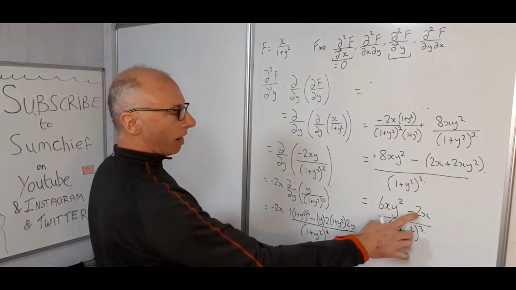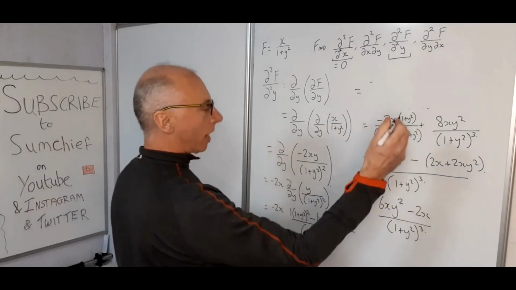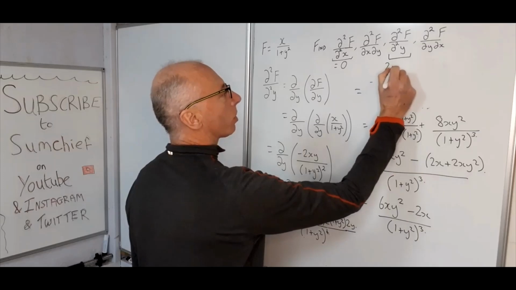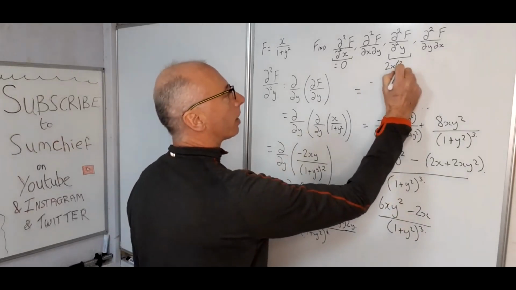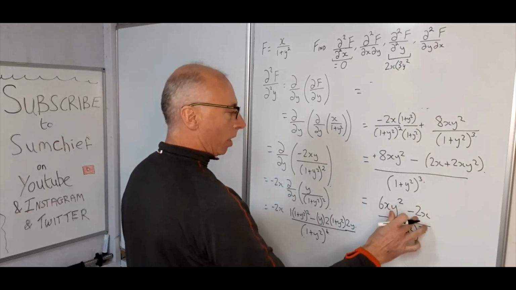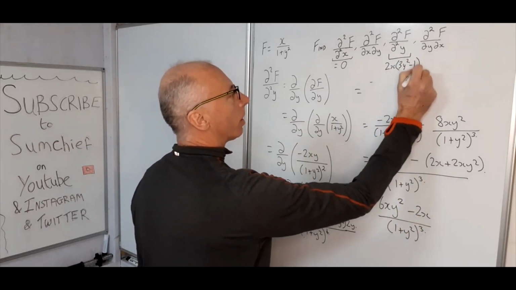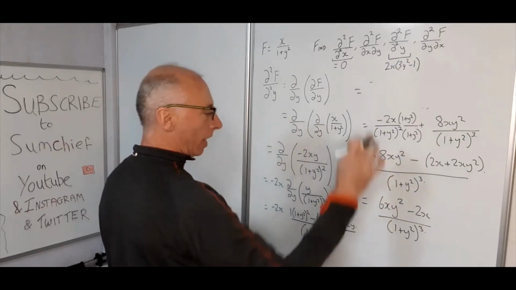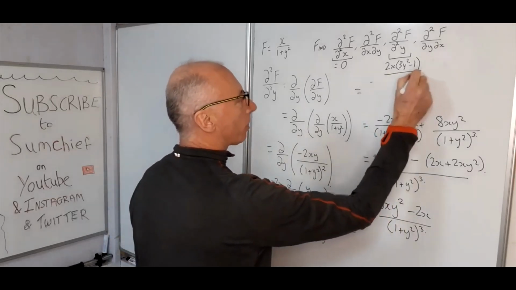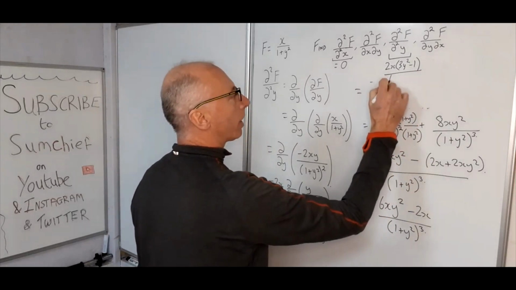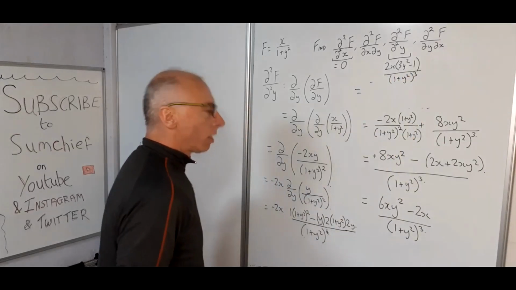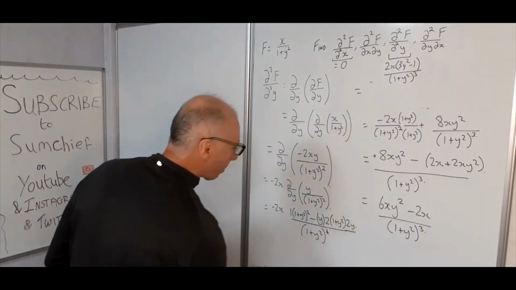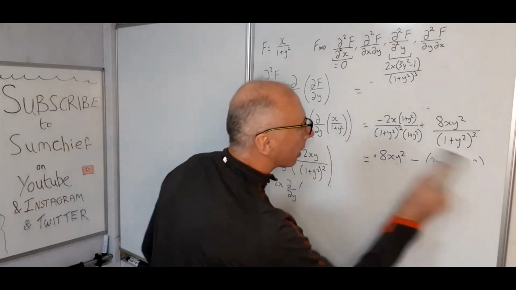So we can even factor out even more. We can factor out a 2x. So we've got a 2x with 3y squared minus 1. So that will multiply out to give us the same. And then that's divided by 1 plus y squared cubed. So that's that partial taken care of.